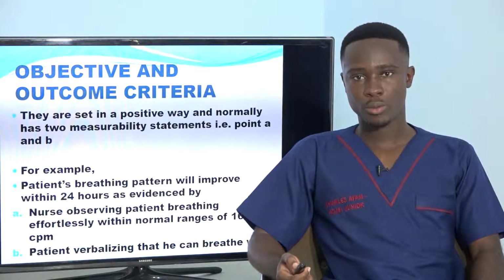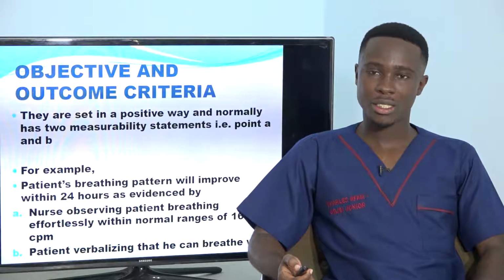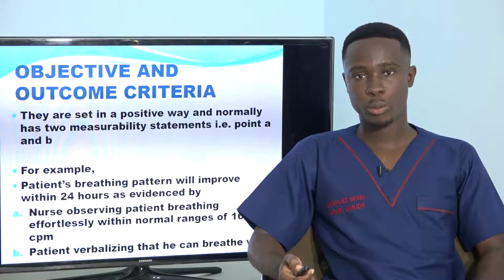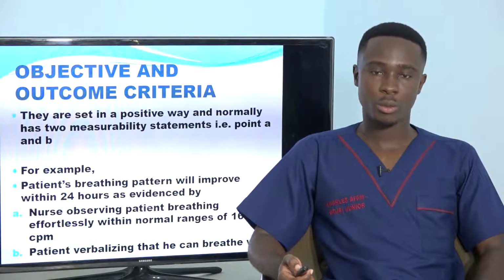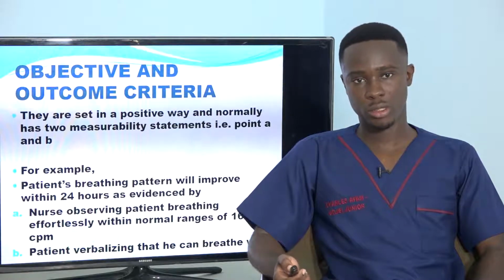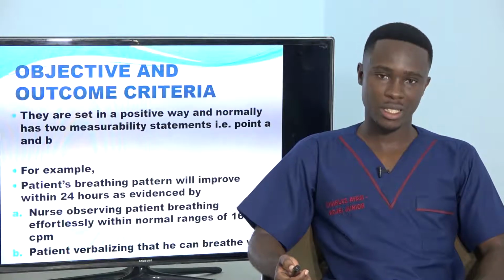So moving on to continuing with objective and outcome criteria. They are set in a positive way and normally have two measurable statements, i.e. point A and point B. So what we mean is when you have your nursing diagnosis, for example, self-care deficit related to general body weakness. That is an example of a nursing diagnosis.